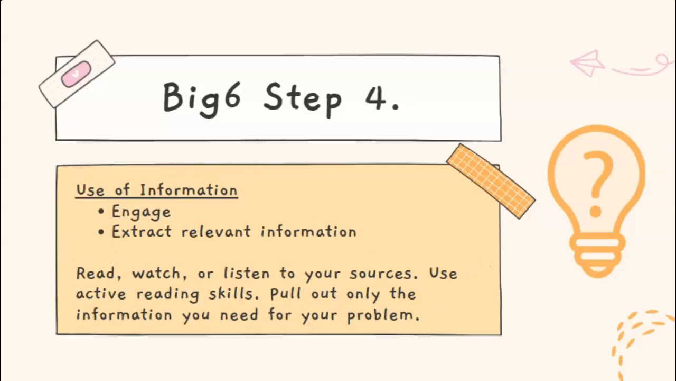Step 4 is use of information. This is where you engage and extract relevant information. To engage with the info is to read whatever text you might have decided to use, watch whatever video you might have decided to use, or listen to whatever audio you decided to use for your sources. Use active reading skills and pull out only the information you need for your problem.